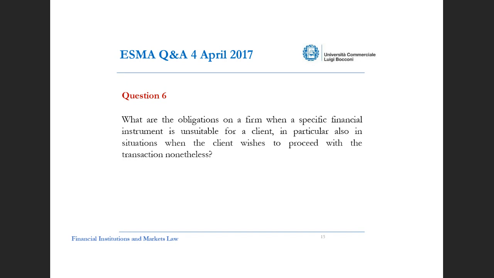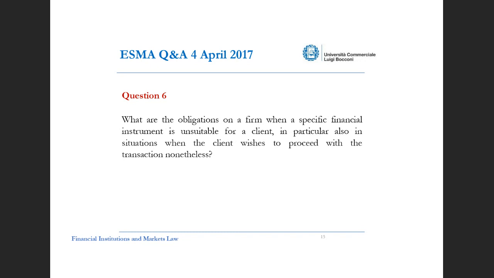The question that was submitted to ESMA was pretty straightforward. The Q&As by ESMA work in a very flexible way. Anybody can ask a question to ESMA, and if ESMA thinks that the question is properly raised and deserves to be answered, a public statement will provide its answer in the Q&As section, which is updated on a periodical basis. So the question in this case was, what are the obligations on a firm when a specific financial instrument is unsuitable for a client, when the client wishes to proceed with the transaction nonetheless?